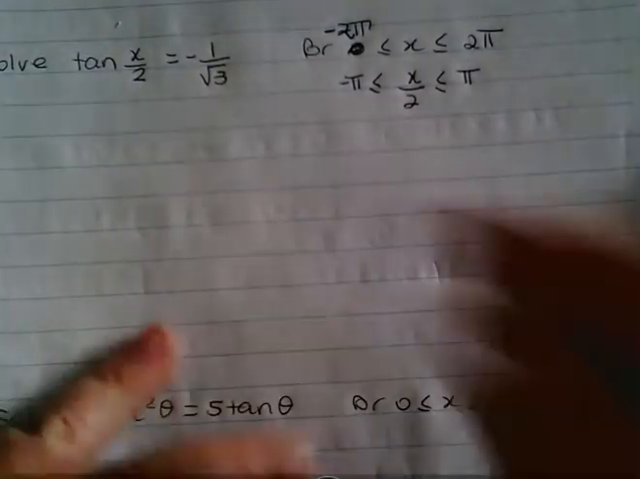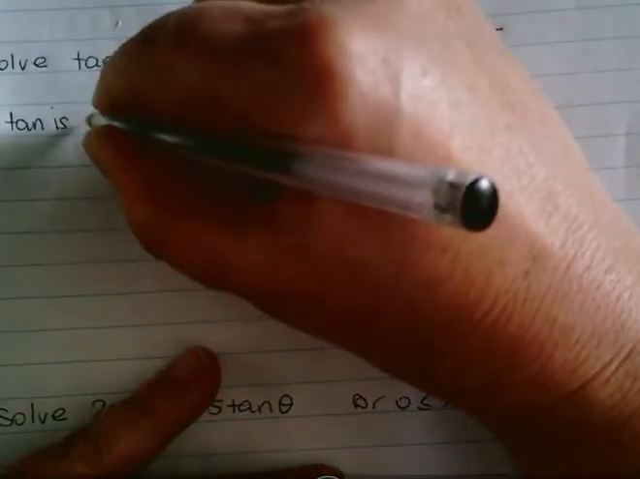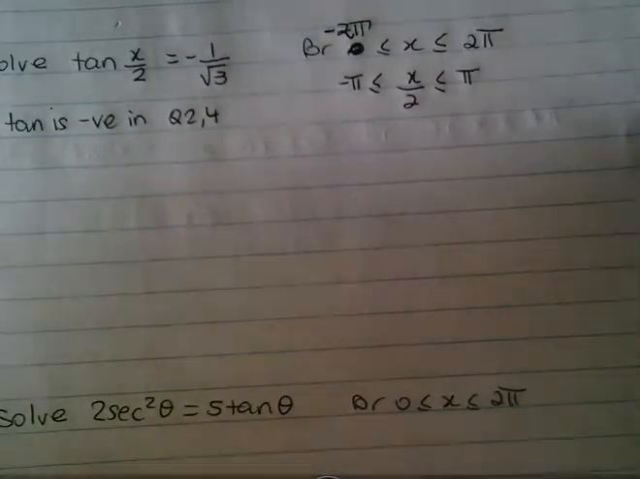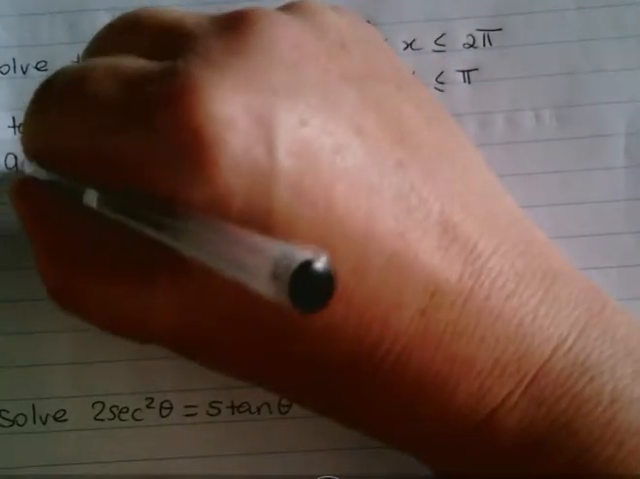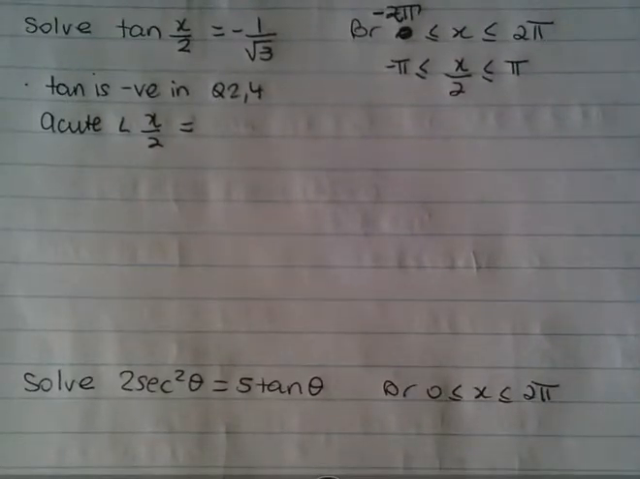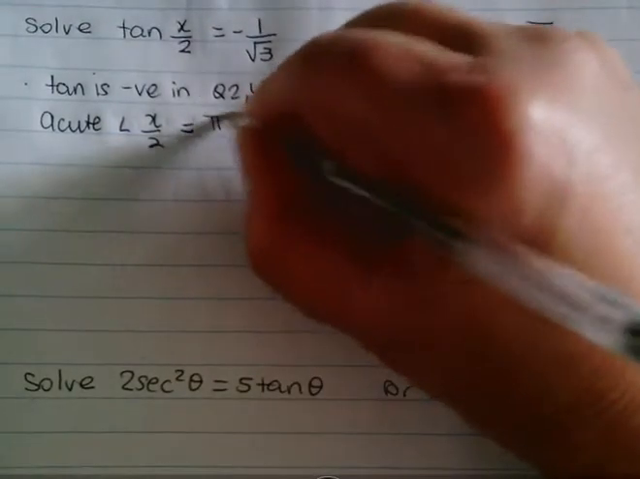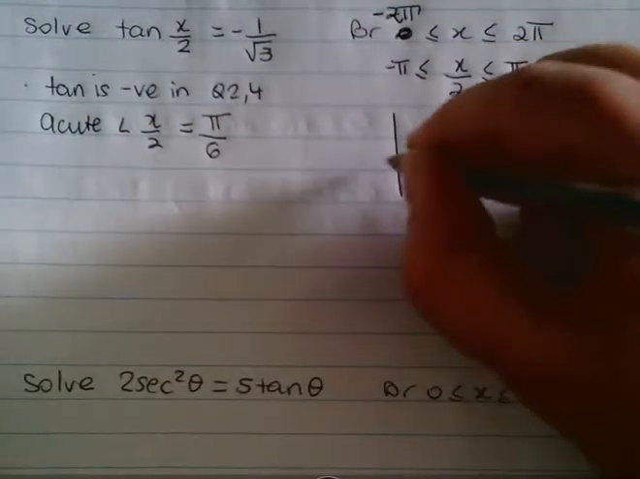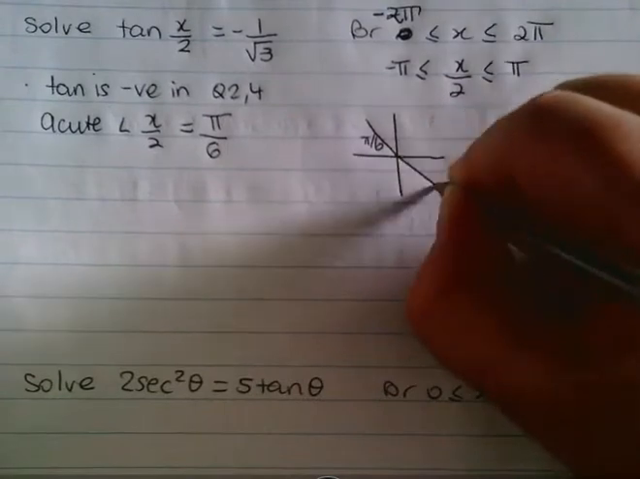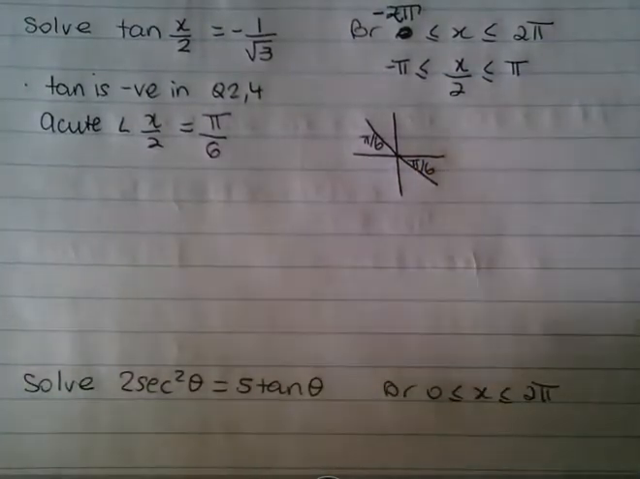So let's just start again. So tan is negative, so it's negative in quadrants 2 and 4. And my acute angle, x on 2 is, now tan of what is 1 on root 3? So it's tan of 30, and 30 is 180 over 6, or pi on 6. So again, we're going to draw our solutions in their quadrants. That's pi on 6 there, and pi on 6 here, quadrants 2 and 4.